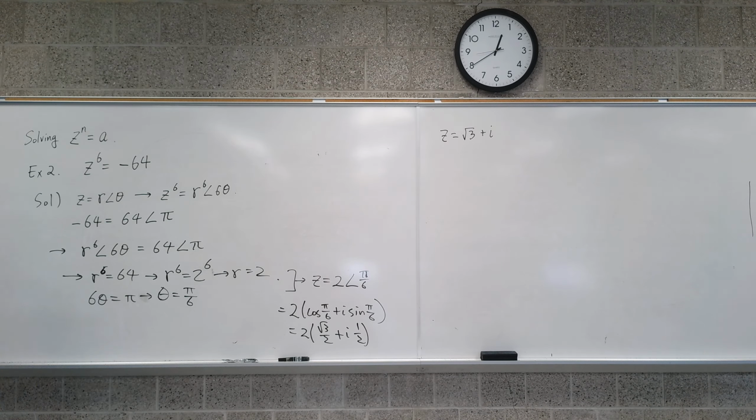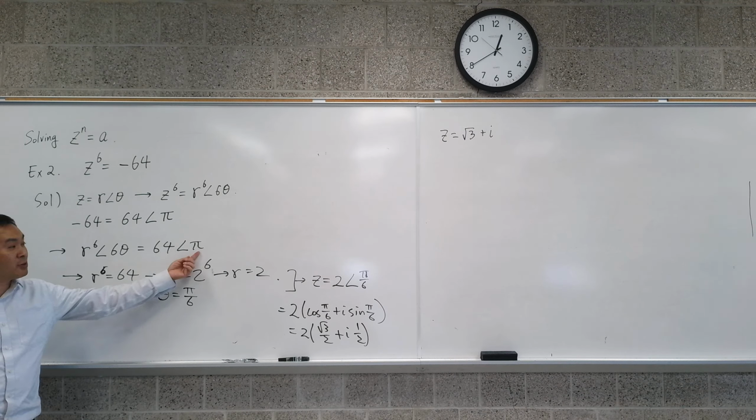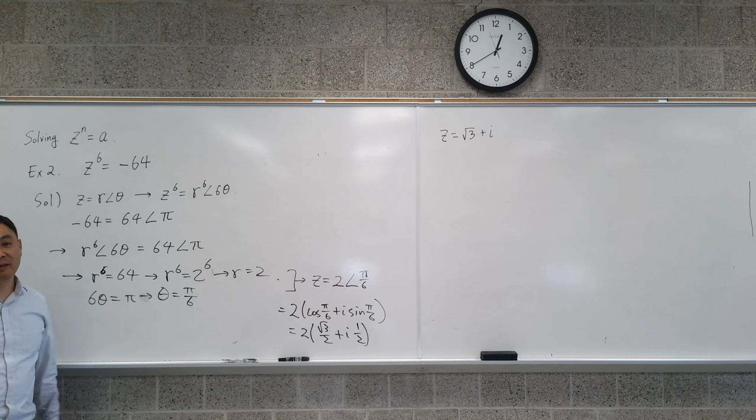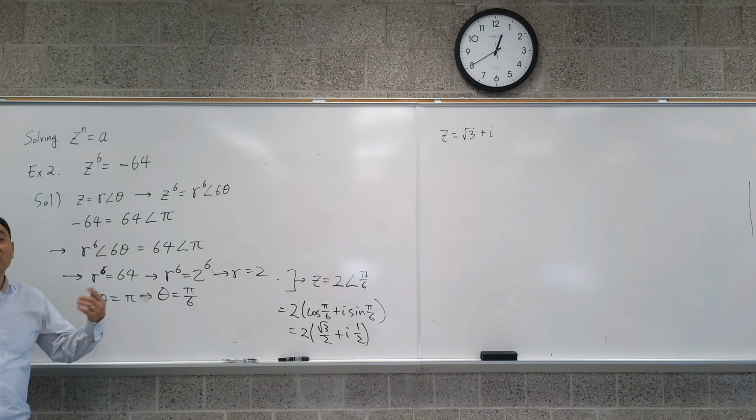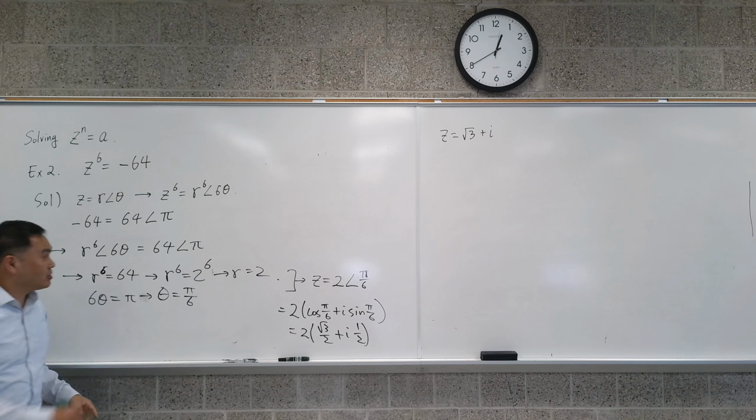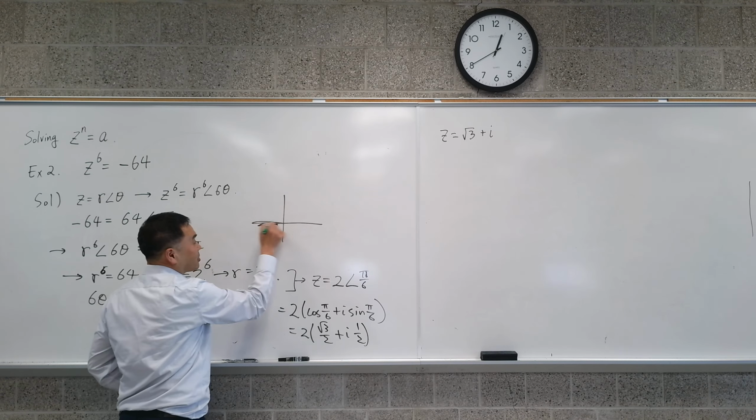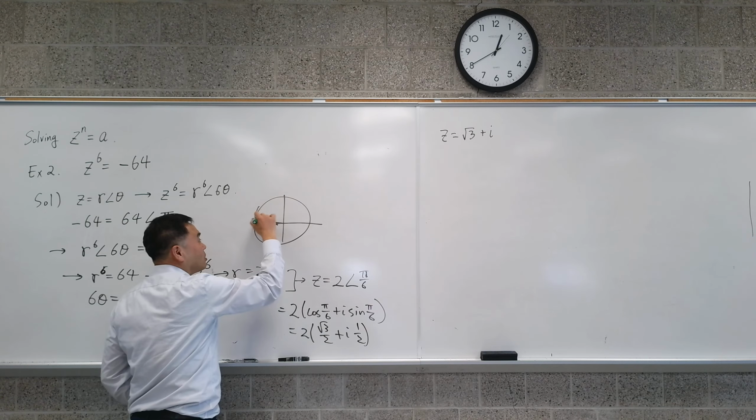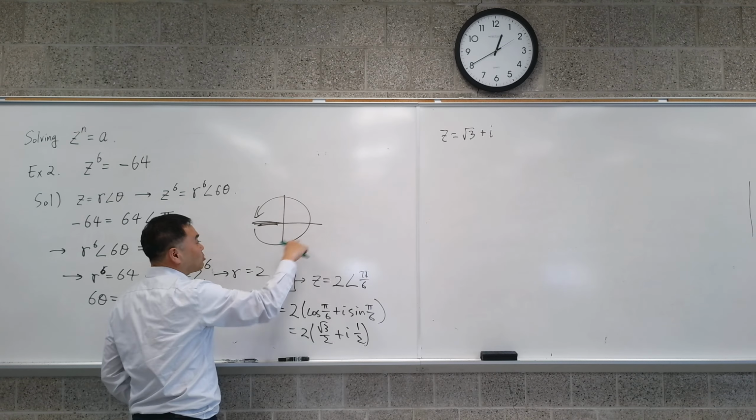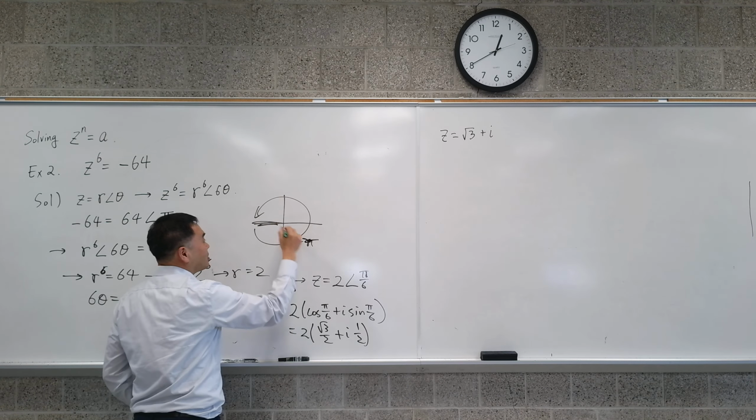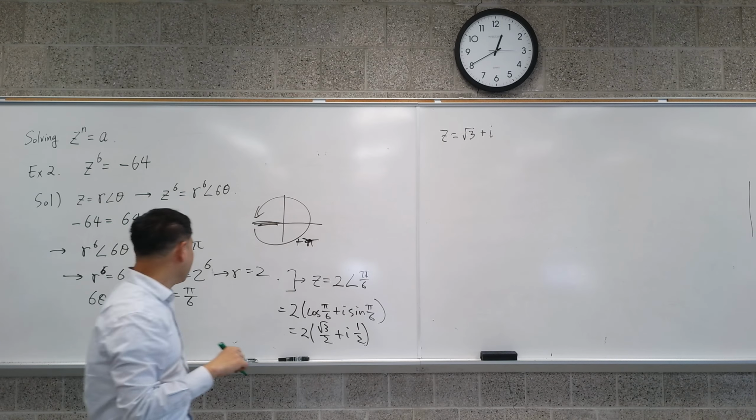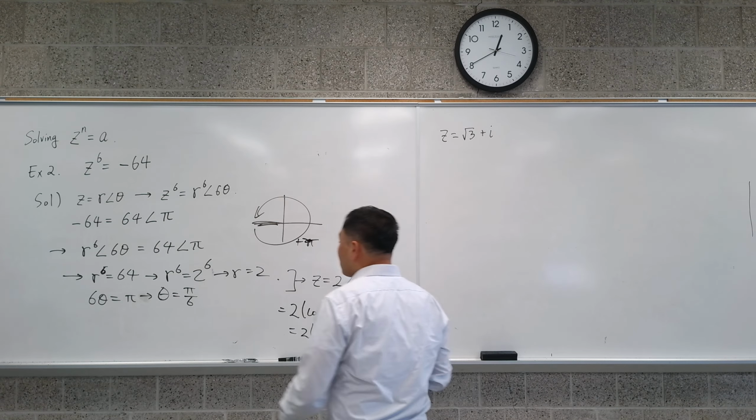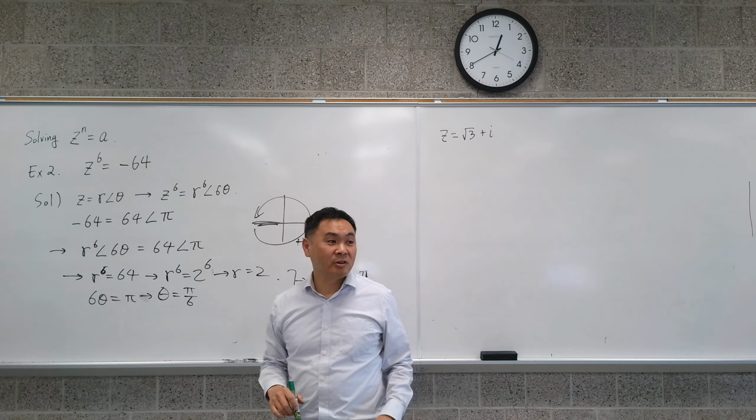How can we get 5 more answers? Any ideas? You can rewrite this with another angle, right? What's another angle other than pi? 2 pi. You can add another 2 pi to it. So you see, this pi means here, right? But you can go around. So add 2 pi, and that gives you 3 pi. So here's the thing. R will always be 2. It's theta that could be different.